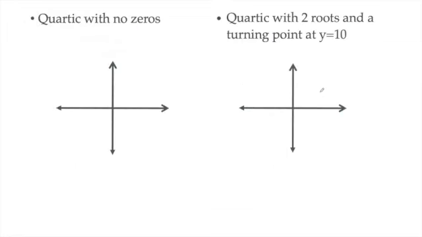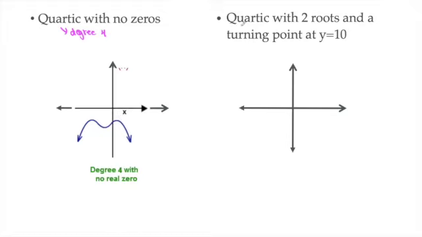Again, I want a quartic with no zeros. What does quartic mean? That means degree 4. With no zeros, degree 4 can either be both pointing up or both pointing down, depending on what your leading coefficient is. So in this example, we're just going to draw it pointing down. Remember that no zeros means it won't cross the x-axis, okay? And you know it's degree 4 because you have 3 turning points there.